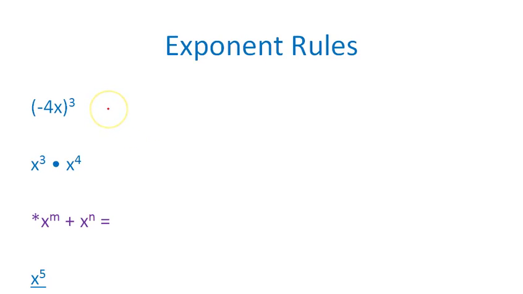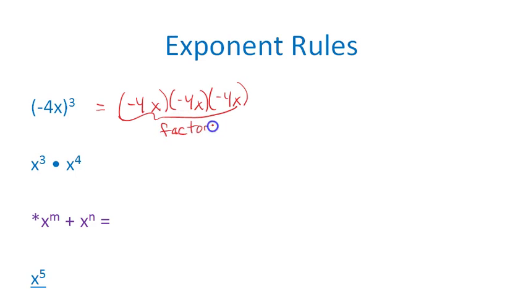Okay, this lesson is going to be about exponent rules, and the first thing that we're going to do is explore what exponents mean. So I have this example, negative 4x to the third. What does that mean? It means I have negative 4x times itself 3 times. So negative 4x times negative 4x times negative 4x. And these are called the factors of the problem, in case you're wondering. But again, the power tells you how many times you're multiplying that particular item.